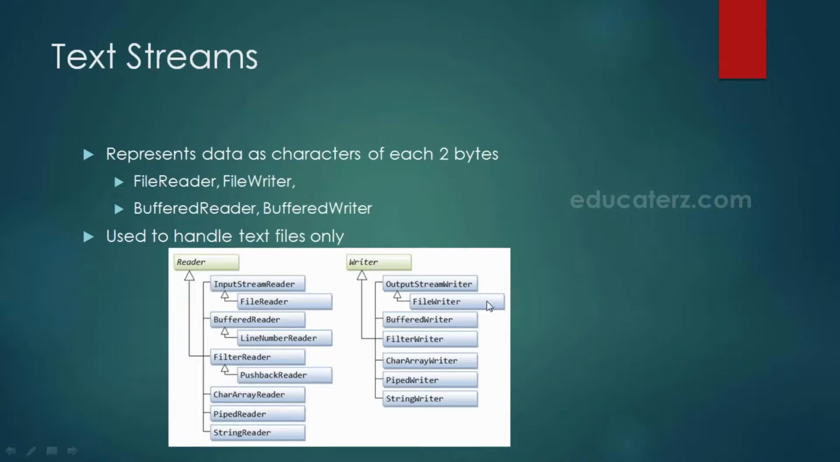Under text streams, these streams represent data as characters, each of 2 bytes. All the classes whose names end with Reader or Writer come under text streams, like FileReader, FileWriter, BufferedReader, BufferedWriter. And text streams can handle only text files, that is the ones which we write in Notepad and so on. So under text streams, we have InputStreamReader, BufferedReader, StringReader, and OutputStreamWriter, FilterReader, StringWriter, and PipedWriter, and so on.